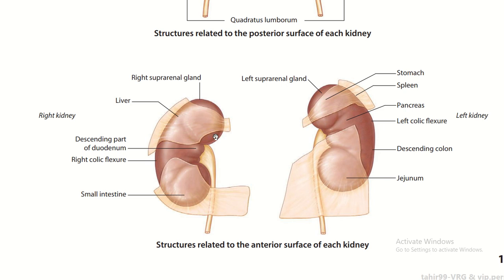And then medially, you're going to have the second part of the duodenum sitting on the hilum of the kidney, right? And then lastly, you're going to have your small intestines. Your small intestines are everywhere, right? Because they'll be moving and moving. So you find your small intestines here.